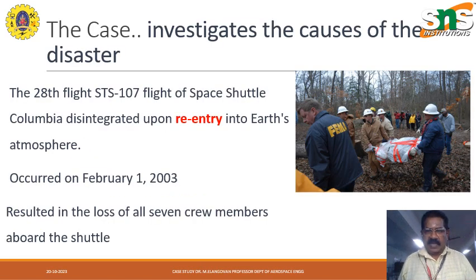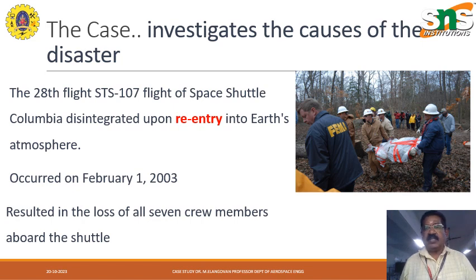Now, this particular case investigates the causes of the disaster of the Columbia Space Shuttle. It was the 28th flight, and the number is STS-107. This space shuttle, on its re-entry journey into the Earth's atmosphere, disintegrated, and all seven crew members, including our famous Kalpana Chawla, were lost. This occurred on February 1st of 2003.